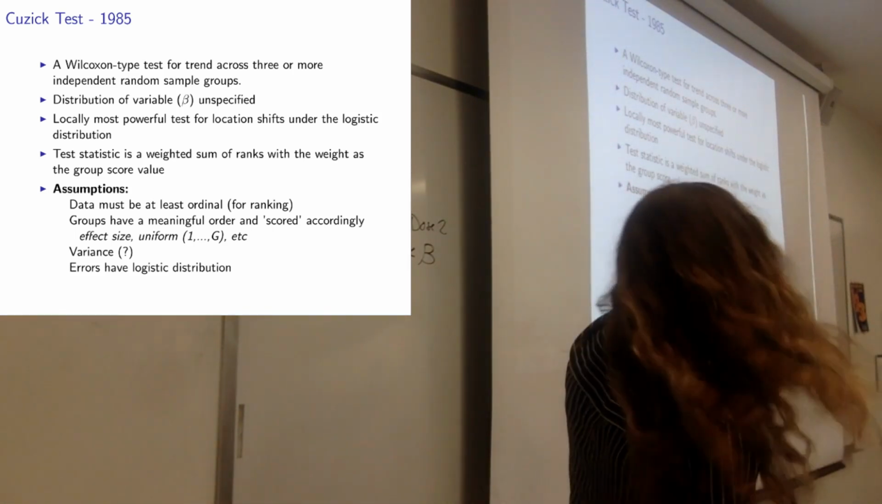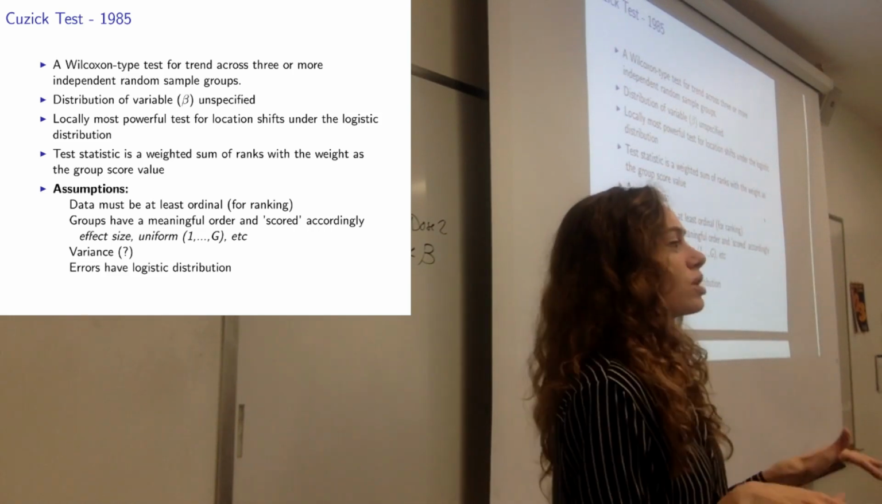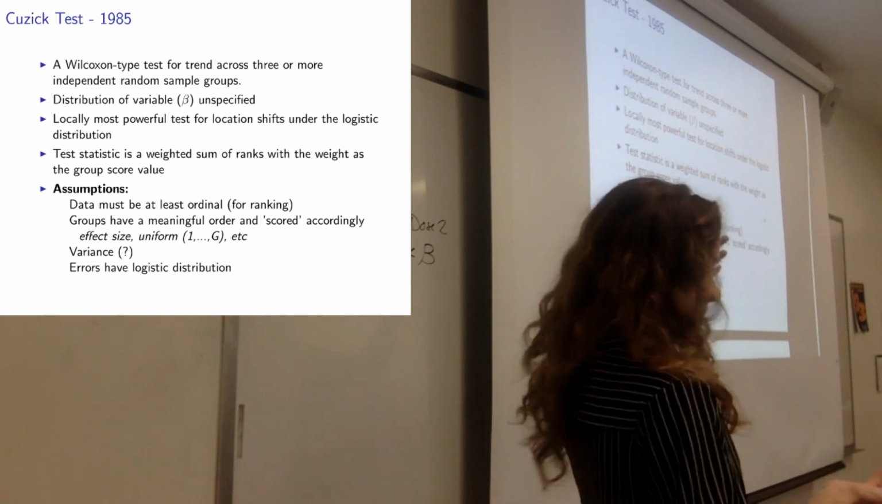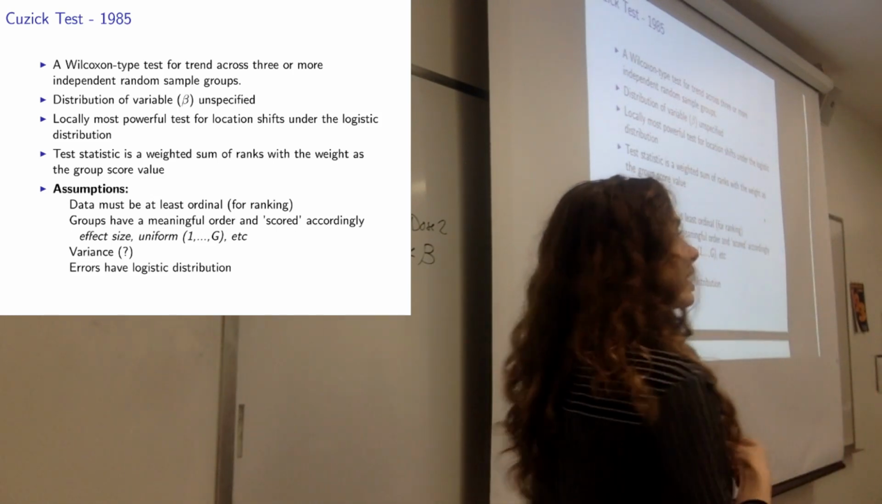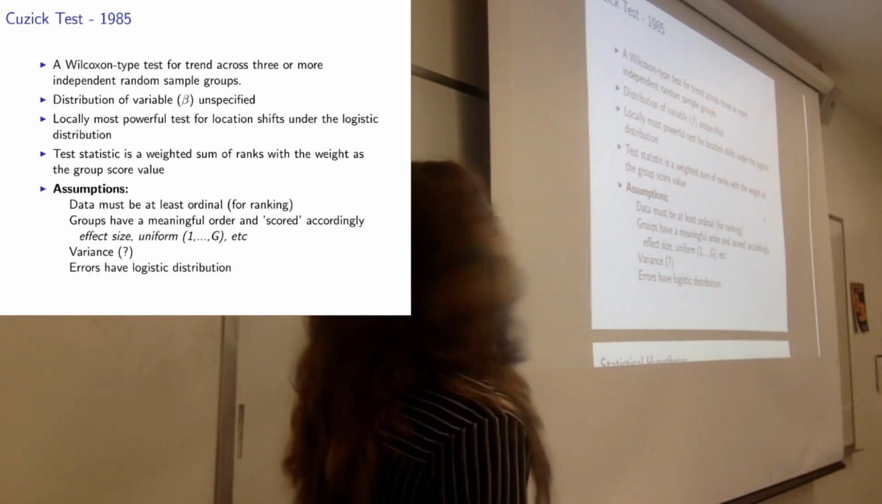In order to use this test, there are assumptions, of course. So your data must at least be ordinal. So you have to have a numeric value that you can rank with. And that's important for the ranking piece. Your groups have to have a meaningful order, and you have to specify that a priori.